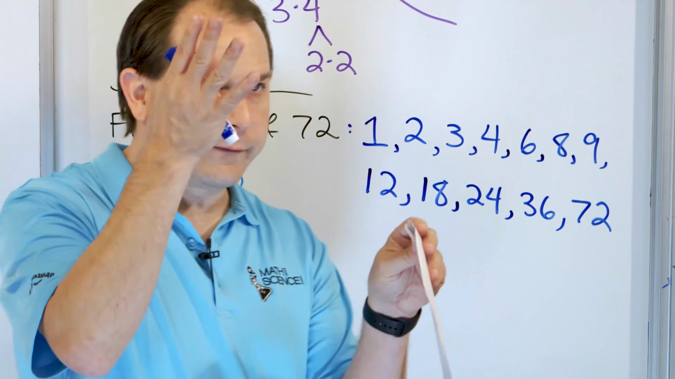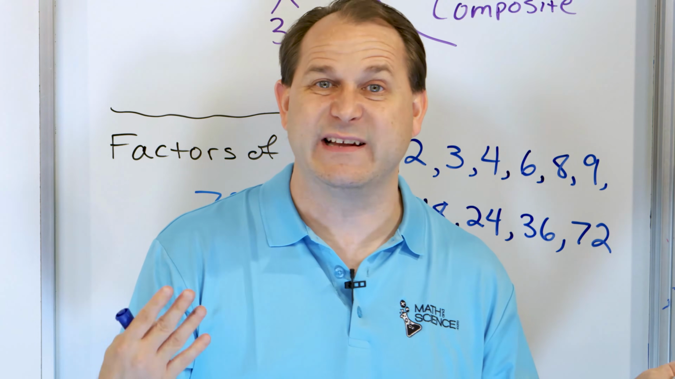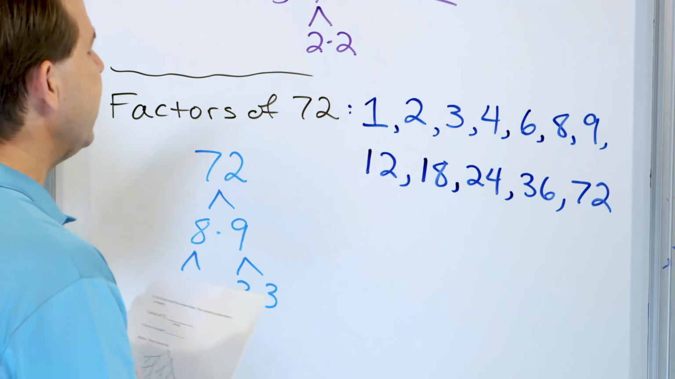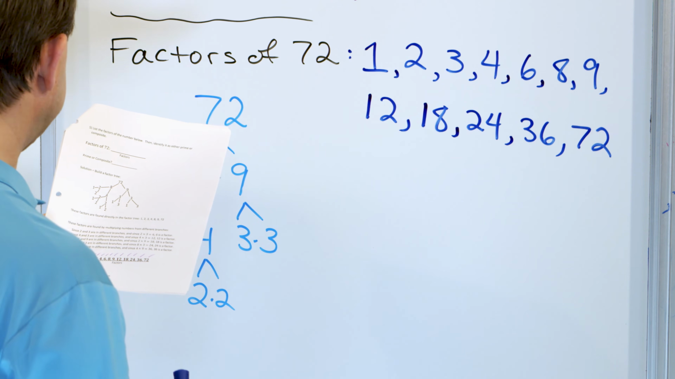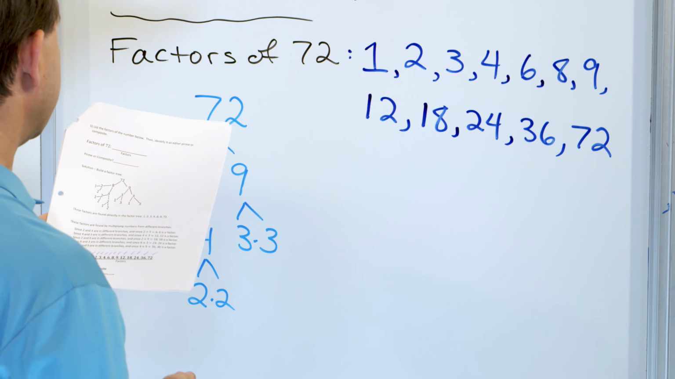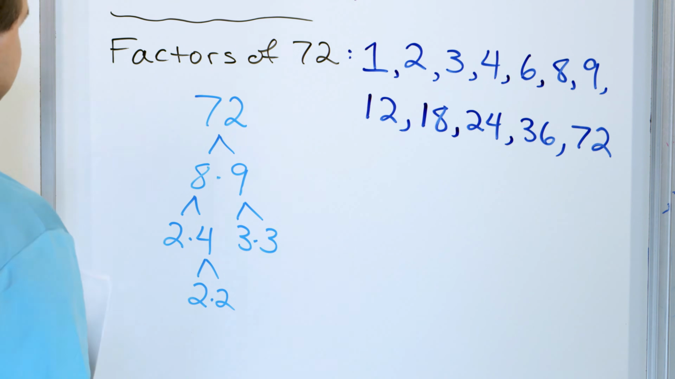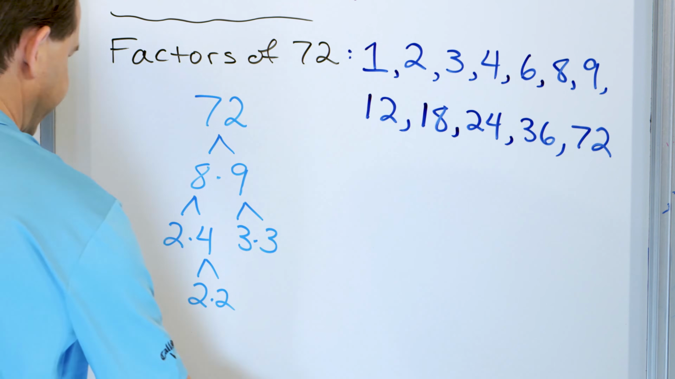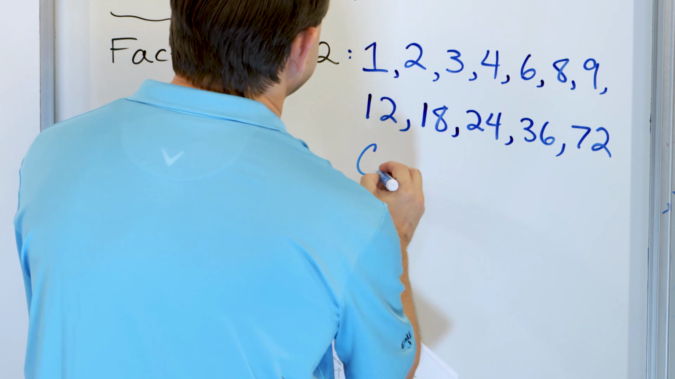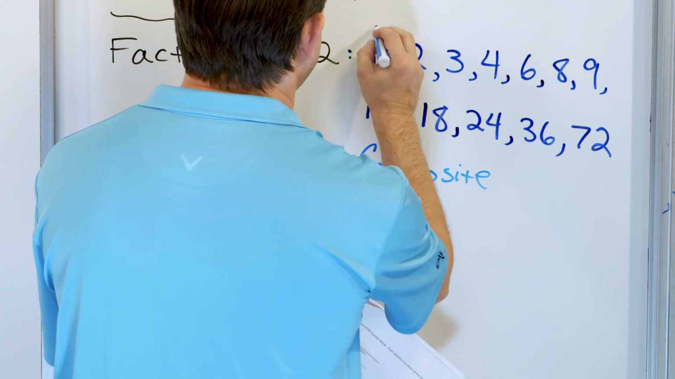So basically you have to go through the tree and cross multiply every possible way and get any other numbers that are listed there, write them down in your factoring. So what we have is 1, 2, 3, 4, 6, 8, 9, 12, 18, 24, 36, 72. And all of these numbers come from multiplying across this tree like this. And of course, this is a composite number.